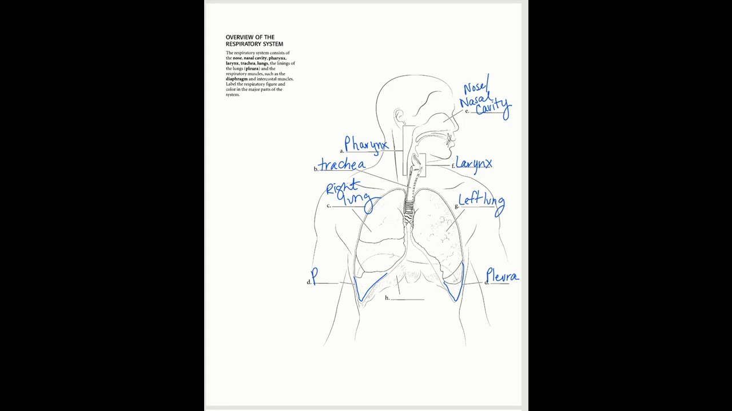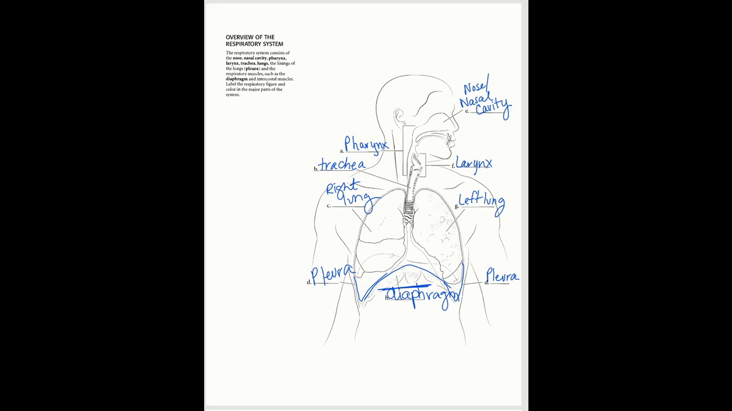And lastly, H here is showing our diaphragm. As the diaphragm contracts, it's going to flatten out, and that's going to allow inhalation. When it relaxes, it's going to go back into this umbrella shape, and that's going to force air out for exhalation. Okay? So that's it for this diagram.